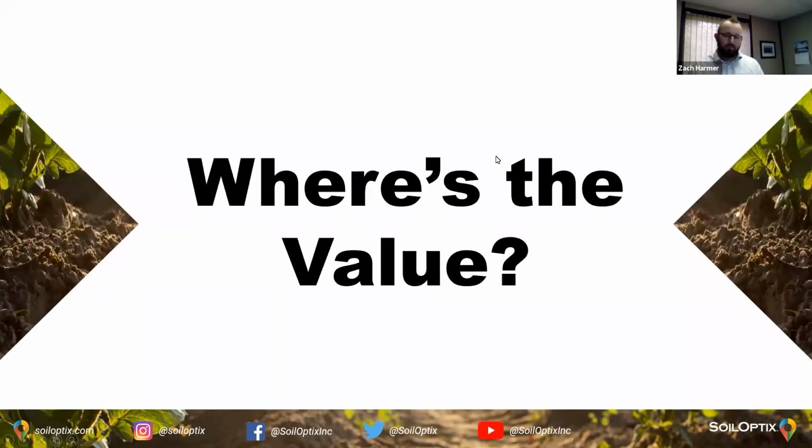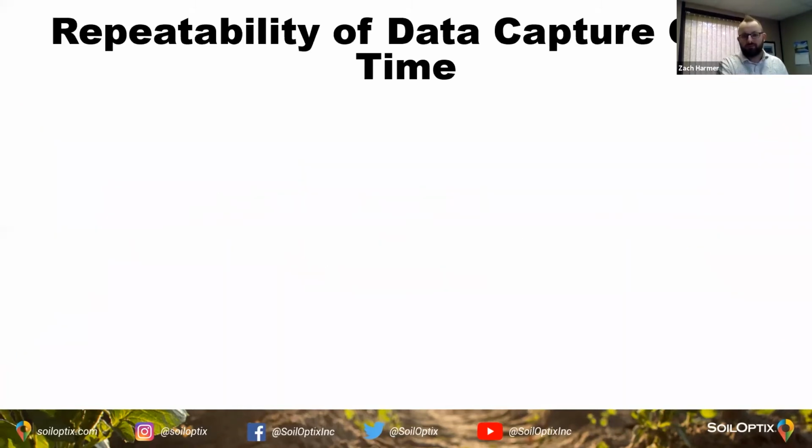So ultimately, where's the value in all this though, right? So what, right? And that's the big thing that I always get the question of is, okay, that's all nice, but what does this really mean to the management that I'm doing in my field? Well, one of the key pieces I like to also mention is the repeatability of this data captured over time. Again, that temporal piece coming into play here, right?